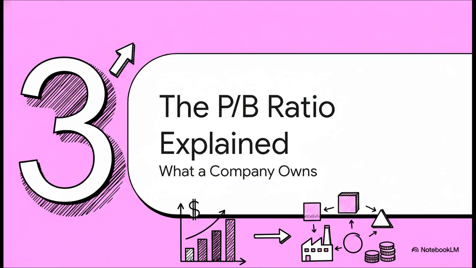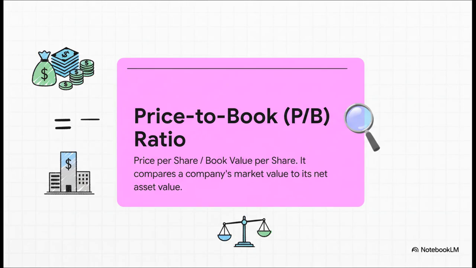Okay, so the PE ratio tells us what the market thinks about a company's future earnings. But what about the actual stuff a company owns right now? That's where our next tool comes in handy, the price-to-book ratio, or PB. This one shifts our focus from profits to assets. The PB ratio compares a stock's price to what's called its book value.